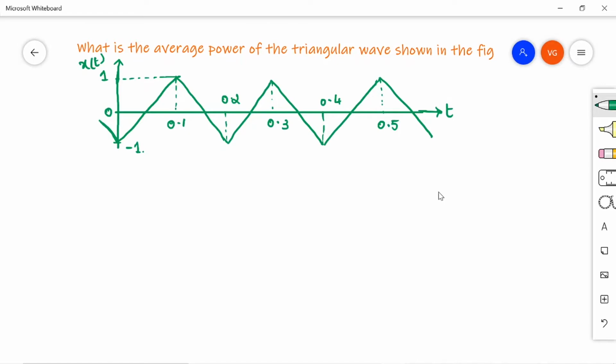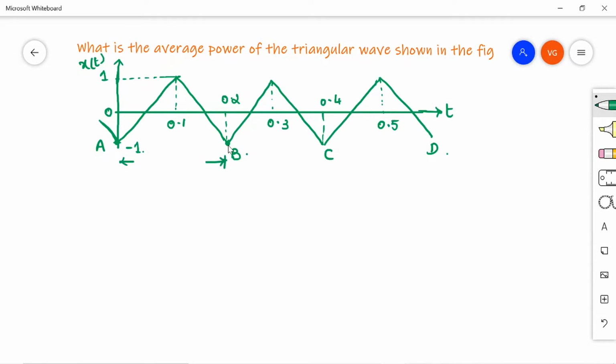Next question is, what is the average power of the triangular wave shown? So it's a continuous time signal. For that, first we have to define the signal for one cycle. So the signal started at this point, suppose say from A, going like this and ending at point B, right? So the signal is like this, started from point A and ended at point B. I'm considering this as one cycle, from where again the triangle is repeated, right? So now I'm considering the signal A to B as one cycle to define the signal here.